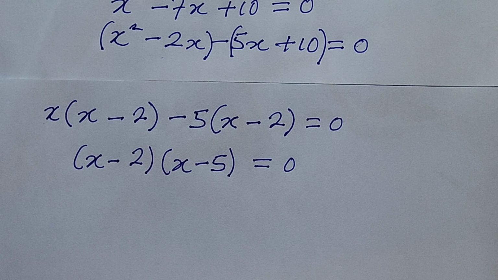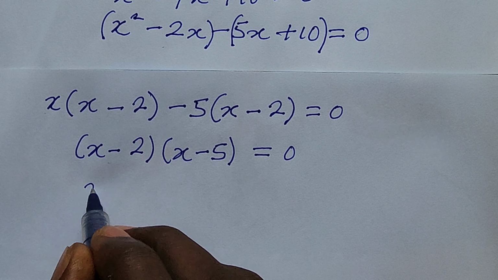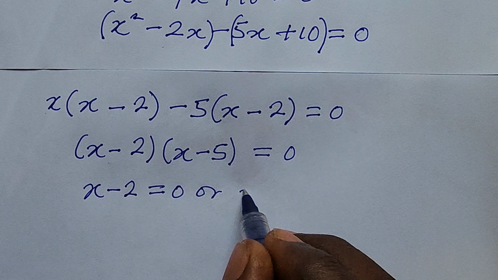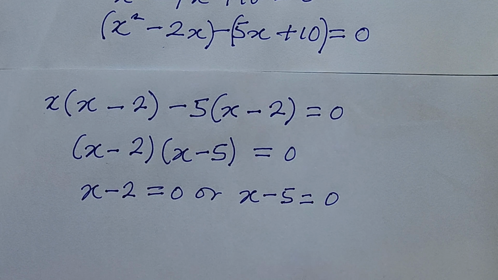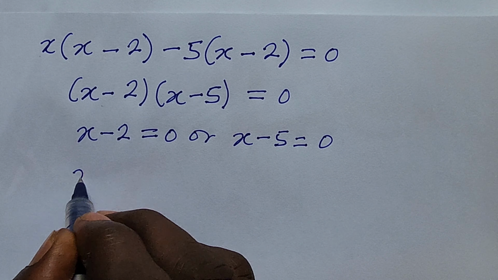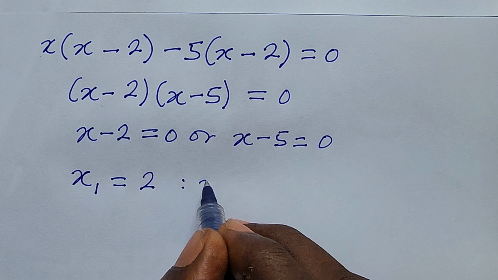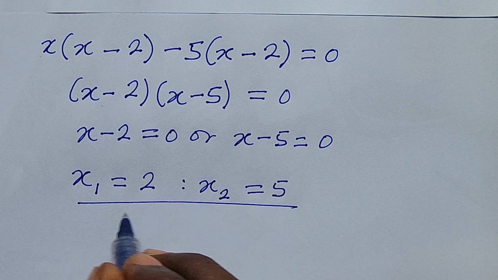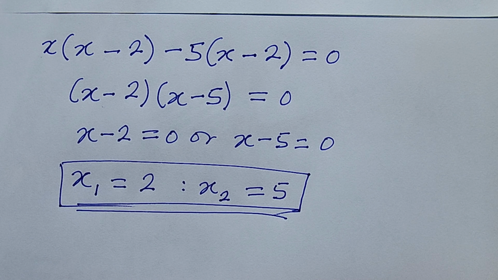Remember, we have to equate this to 0, equate this to 0. So this is going to give us x minus 2 equal to 0, or x minus 5 equal to 0. Right? Good. So here we have x1 is equal to 2, then x2 is equal to 5. So we have two solutions from here, values of x.